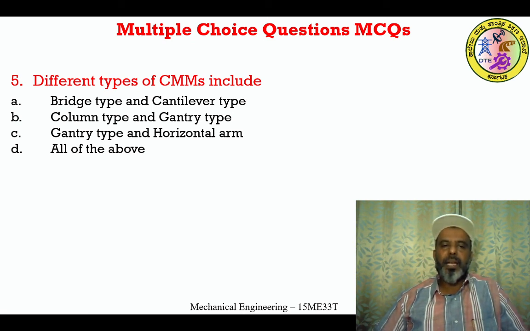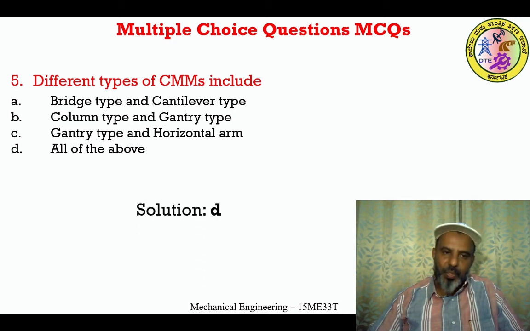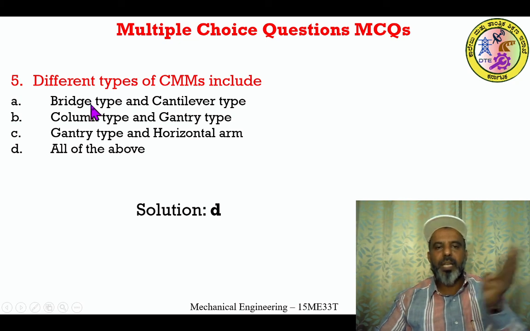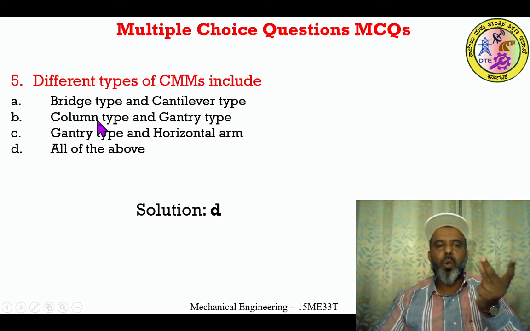Bridge type and cantilever type, yes, it will be there. Column type and gantry type, yes, that is also there. Then he has given gantry type and horizontal type, that is also there. Yes, all of these: bridge is 1st type, cantilever is 2nd type, column is 3rd type, gantry is the 4th type, and horizontal is the 5th type. All are the different types of CMMs. Hence, the answer should be all of the above. The answer is solution D.